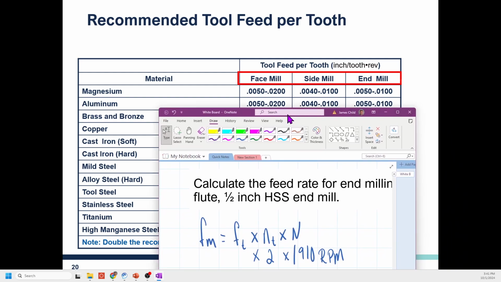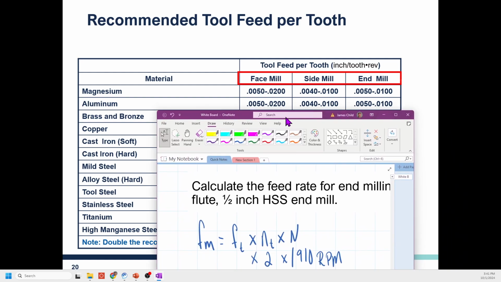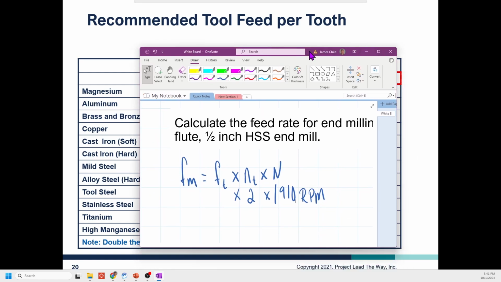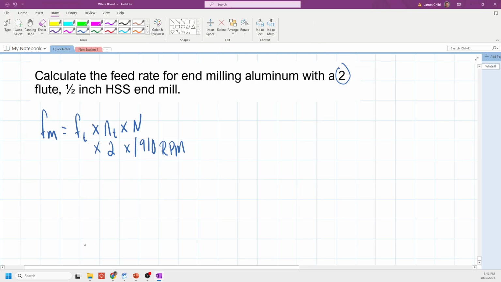So let's do that. We are dealing with aluminum. We're dealing with an end mill. So we need to be at 0.0050, and this is inches per tooth revolution. So let's put that 0.005, inches per tooth revolution. And so we're calculating our feed rate, F sub m.